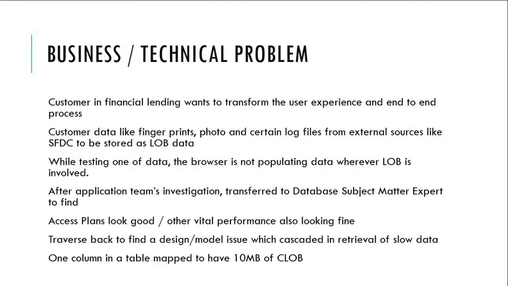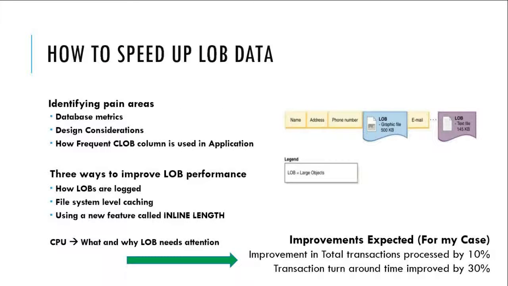So when I drilled down into the CLOB, to see what best we can do for performance, I figured out some database metrics which can give an insight into how the LOB is handled. Database metrics, in the sense that you can take a snapshot and check the reads and writes to see how a large object is behaving. Secondarily, on design considerations, a CLOB should not have a 10 MB column, which, if it is required, yes, it is required.